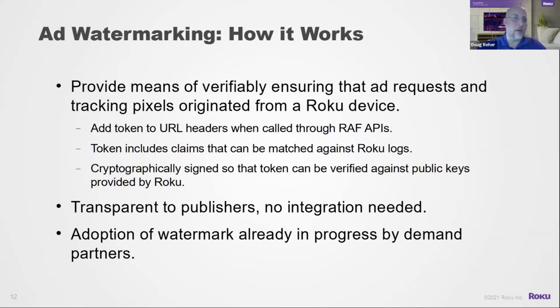So this includes claims about the validity of that token that can then be later reconciled against our own logging. The token is also cryptographically signed so that the contents can be verified by outside IVT vendors to ensure that it was generated on a Roku device. And the way this is integrated, it's completely transparent to the publishers. There's no integration work needed other than just using the RAF APIs that you already use.